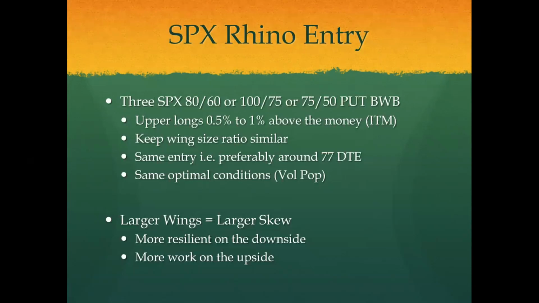So this larger skew, using a larger wing Rhino, has been a little bit detrimental to the strategy in a very bullish market. If we expect the market to keep going up for the later part of this year or even next year, maybe in hindsight I should have used narrower wings. But besides that, it's not a major difference. It just makes you work a bit harder on the upside.